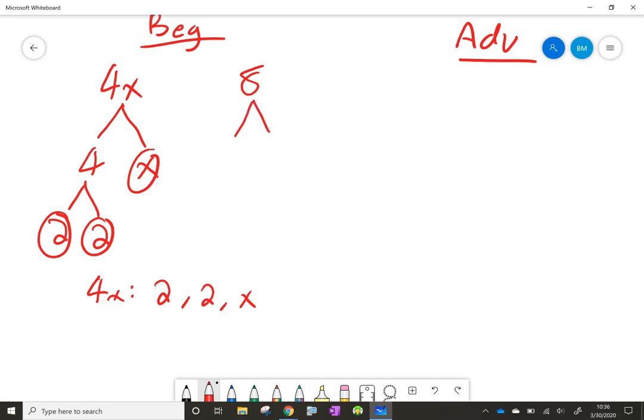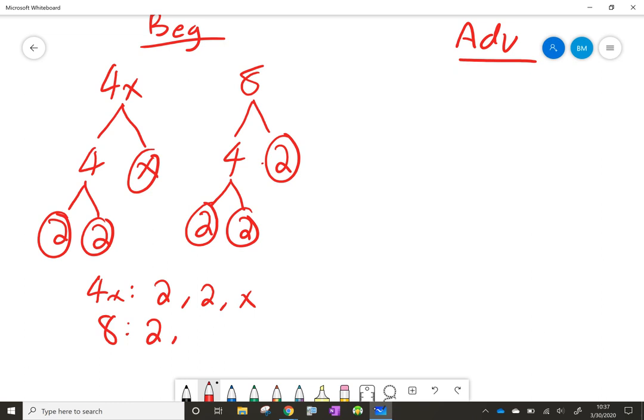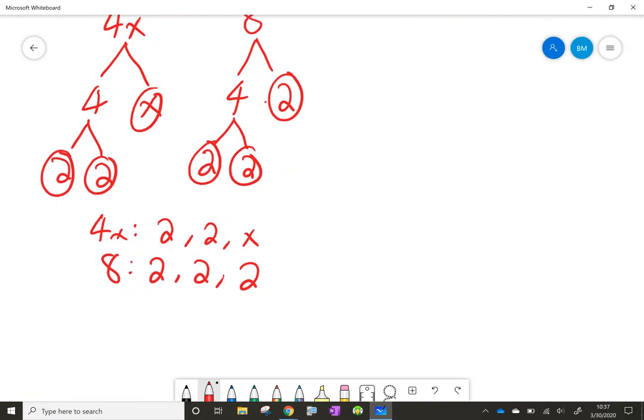If we break down the 8, we could break it into 4 times 2. So the 2 is at the end of that branch, but we continue to break the 4 down. 4 is 2 times 2. And that's the end of those branches as well. So for 8, it's 2, 2, and 2. So now we find what they have in common. Well, they both have a pair of 2's. They both have a second 2 in common. And that's where it runs out.